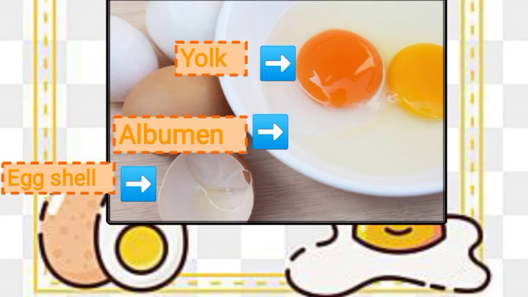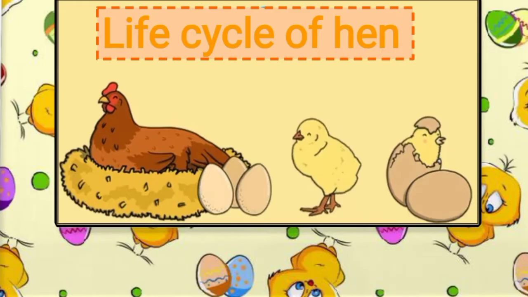Within the egg, the embryo goes through various stages of development before the egg hatches and the chick comes out. The chick then grows into an adult. Various stages of development from an embryo to a mature adult is called the life cycle of an animal. So now let's see life cycle of egg-laying animals.